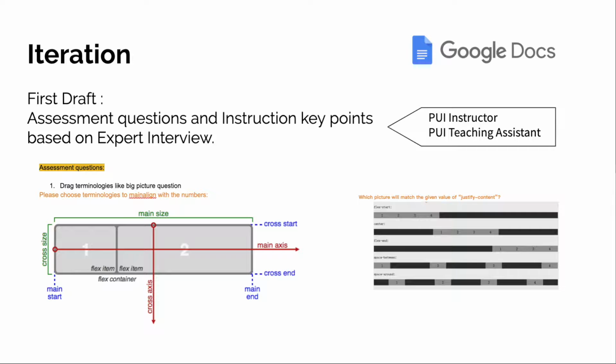Then we began our iterations. We first came up with our first draft. We wrote some assessment questions and instruction key points based on the expert interview of the teaching assistant and advice from PUI instructors. We collected some pictures, code examples, and practice from the internet.